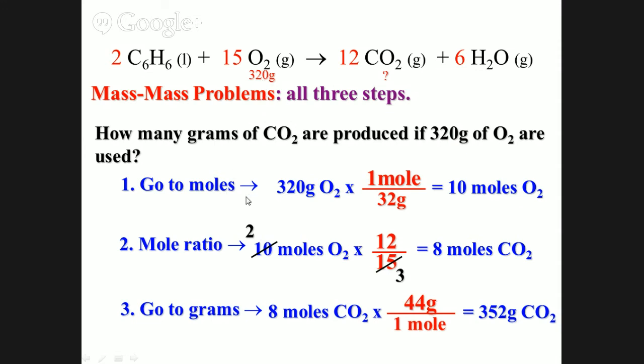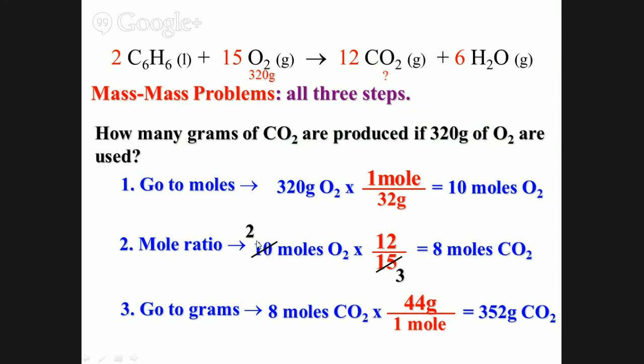So step 1, go to moles. Right here. That's a basic mole problem that we've been doing the last week. I take my grams times 1 mole over the 32 grams. Where'd the 32 come from? Well, this is O2. Oxygen has a mass of 16. I have 2 of them. 2 times 16 is 32. 320 divided by the 32 gives me 10 moles. Okay, now, mole ratio.